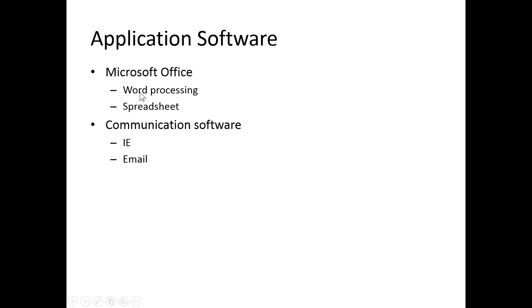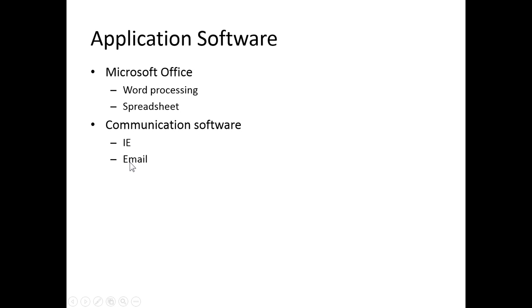Application software. Most likely every user would get Microsoft Office for word processing and spreadsheet. And then for communications, either with customers or with co-workers, the employees would use Internet Explorer, which you don't have to purchase separately. It's built into the operating system. And frequently so much business is done using Internet Explorer over the web.